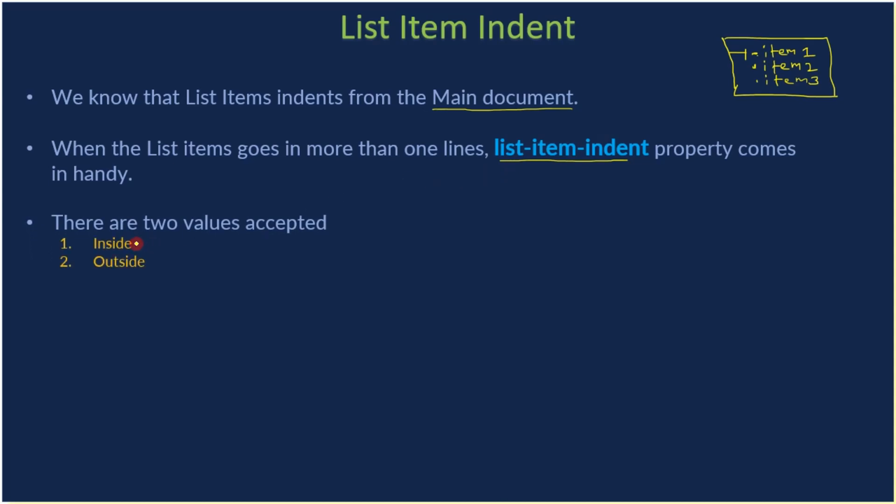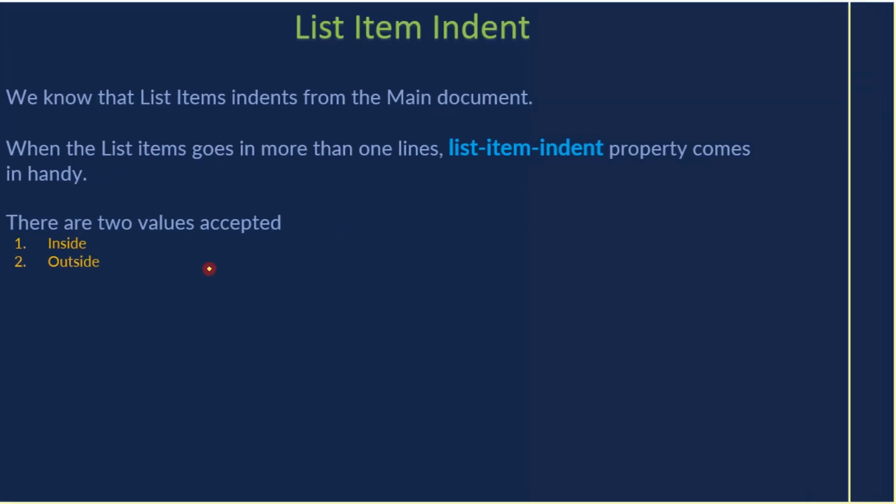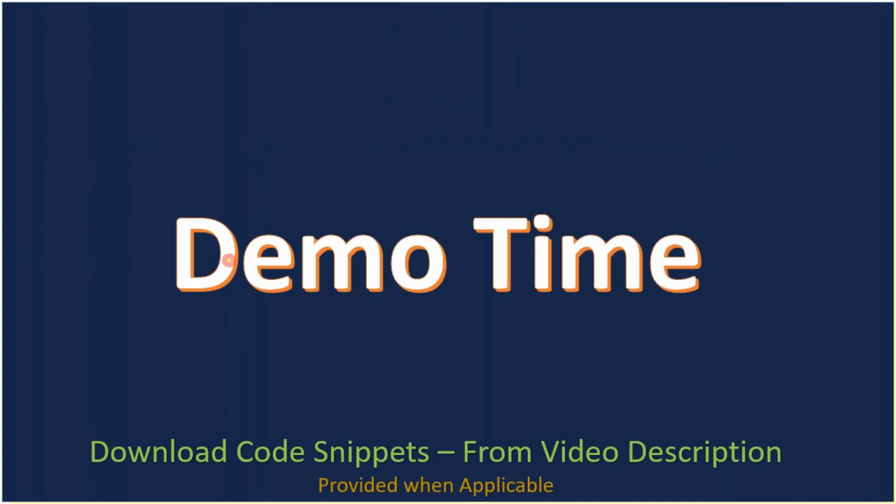There are two values accepted here. One is inside and another one is outside. This tells how the bullet should appear when the list item displays. Here, if you see, the bullet is completely outside the multiple lines, right? Inside means this dot or bullet will come inside the paragraph, or inside the multi-line spanning list item. So let's go to the demo and see this clearly.